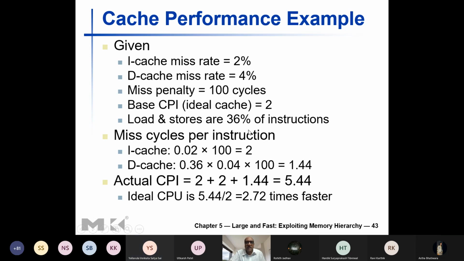And if there are no misses, then the CPU can execute at a rate of 2. So the fraction 5.44 by 2 will tell you how fast the CPU can perform in the ideal situation compared to the practical one. To achieve these goals, we will try to organize the cache in such a way that the miss rates will be as low as possible, and not only the miss rates but also the miss penalties, because the miss rate involves the miss penalty. And if you minimize the miss penalty, then obviously the performance can be improved.